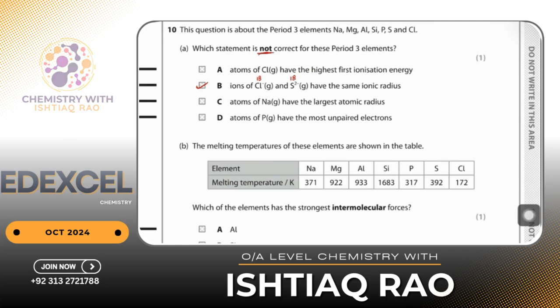And they're saying atoms of phosphorus have the most unpaired electrons. So we have to write down the configuration of phosphorus. You know, phosphorus is 15. So the configuration of phosphorus would be 1s2, 2s2, 2p6, 3s2, 3p3. So it has three unpaired electrons. They are saying most unpaired electrons. This statement is also correct because it has three unpaired electrons, the most in the whole series. So that's why this statement is also correct. But they were asking for the not correct one, so that's why I have ticked option B.